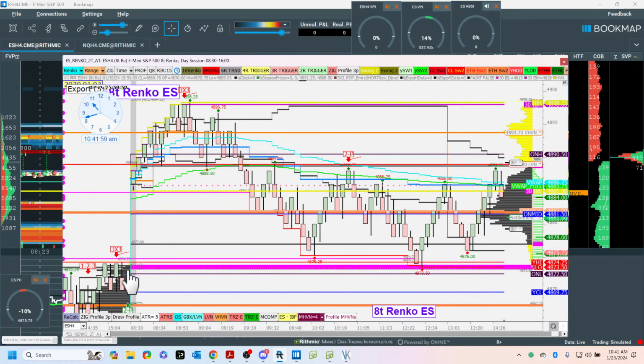Yesterday's value area, I'm sorry, the day before yesterday's value area high. Value area is where 70% of the volume takes place, so this is considered fair. That 67 I'm referring to was the highest volume price.